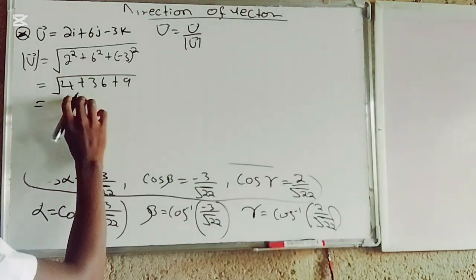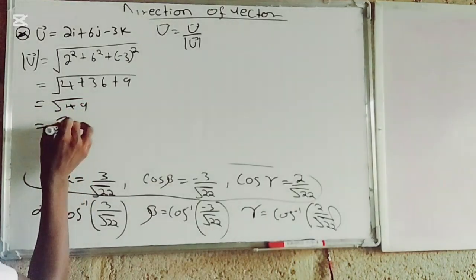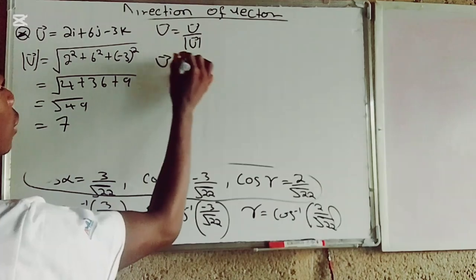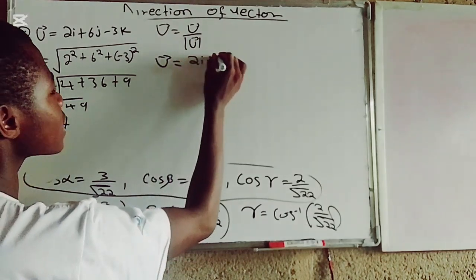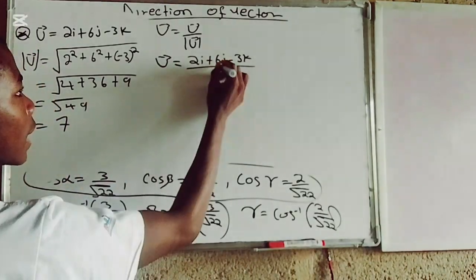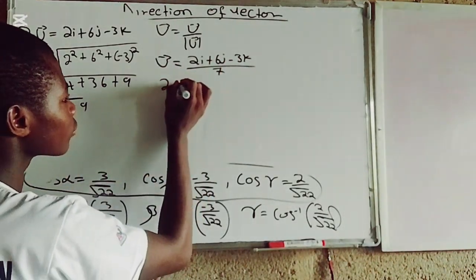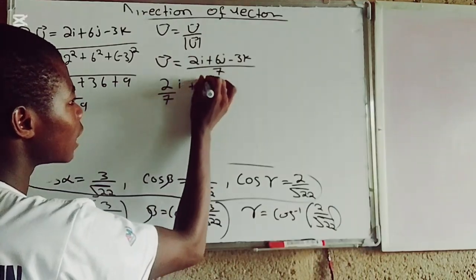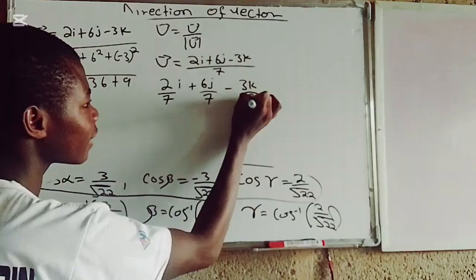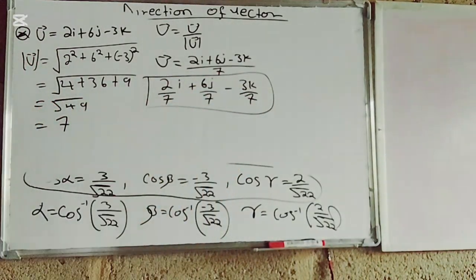4 plus 36, I'll get 40. 40 plus 9, I'll get 49. As we all know, the root of 49 is 7. So therefore, the direction of this vector should now be equal to 2i plus 6j minus 3k divided by 7. And therefore I have 2i divided by 7 plus 6j divided by 7 minus 3k divided by 7. So this is the direction of the vector.